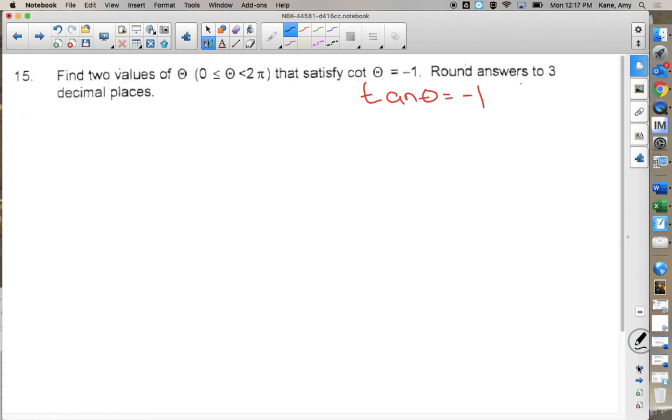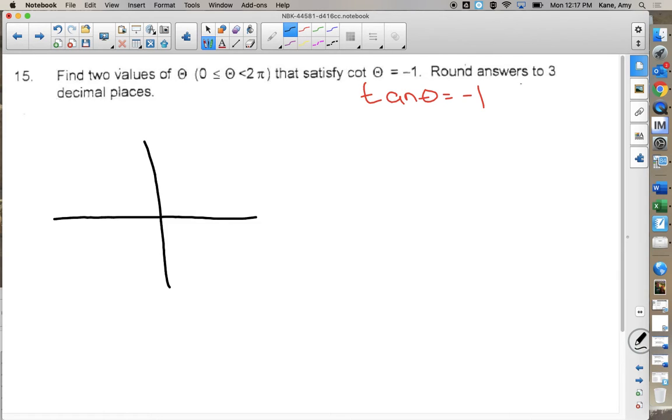So 15 says find two values of theta from 0 to 2 pi that satisfy the cotangent being -1, which we also know means the tangent is -1. So Ashley, before we do anything with the calculator or from memory, where would those two values be? What two quadrants would our two values be in if we have tangent being negative?